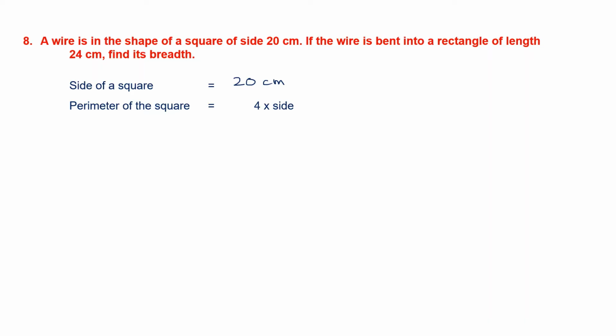Because the same wire is going to be bent into a rectangle. So 4 into side, that is 4 into 20 centimeters, is 80 centimeters. So this is the perimeter of the square. Now, if that same wire is going to be bent into a rectangle, the perimeter of the rectangle also will be the same. Perimeter of the rectangle will also be 80 centimeters, because it's the same wire.